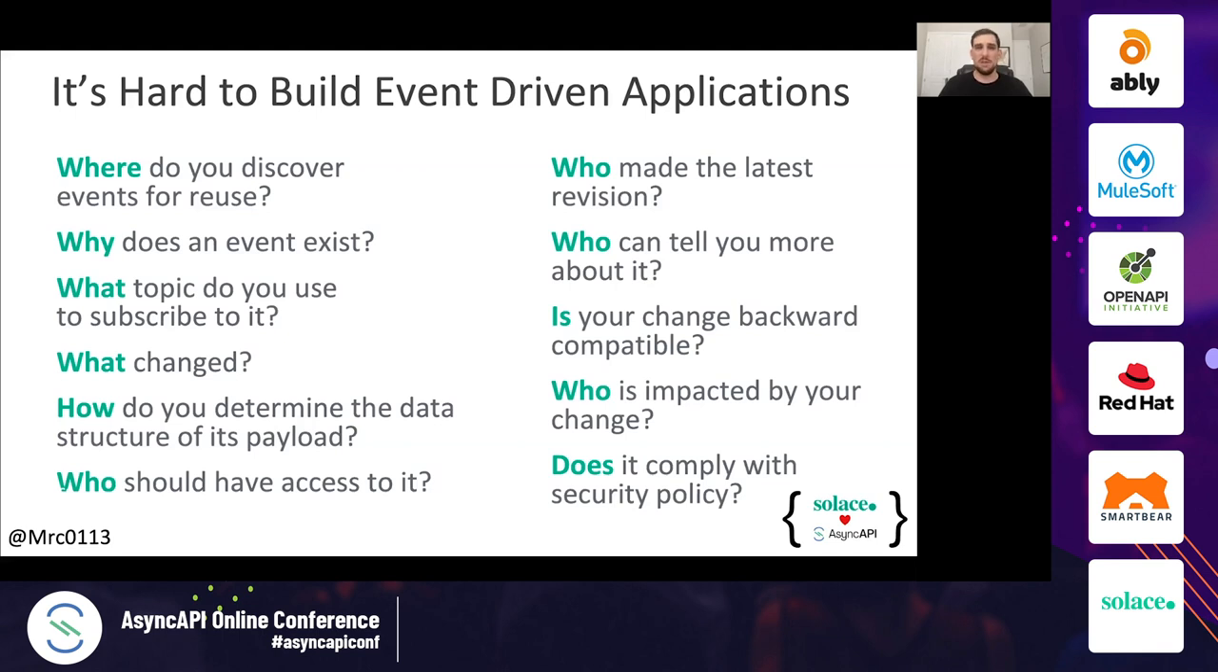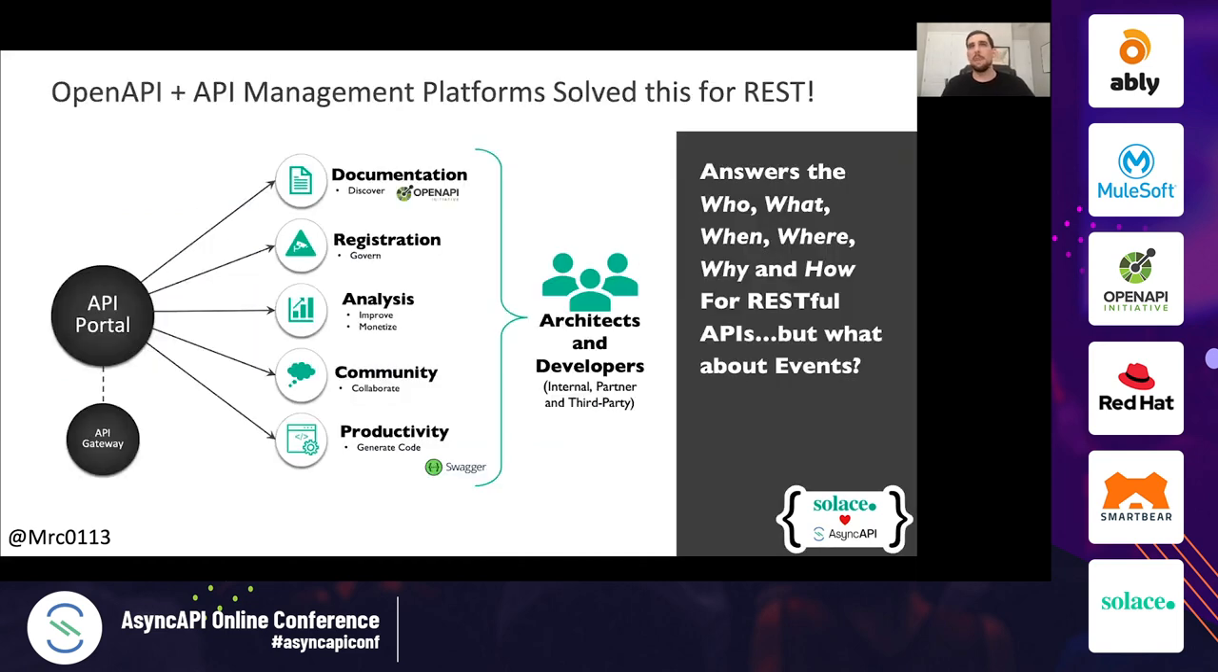So all of these questions are hard, and you really need tooling in order to make this easier on developers and architects. In the synchronous RESTful world, there are a few solutions that help with this. The OpenAPI initiative is an open source initiative that provides a specification to define your RESTful synchronous apps. It also provides Swagger tooling to help generate code from those specifications, from the documents that specify an app.